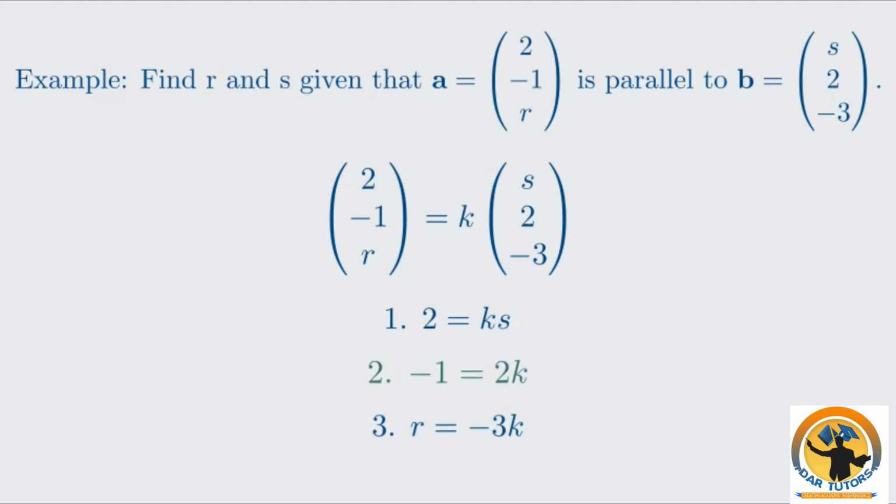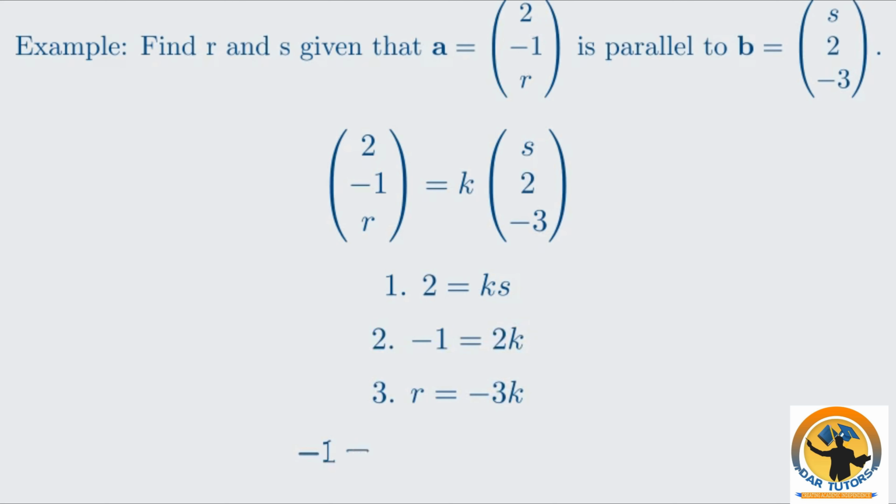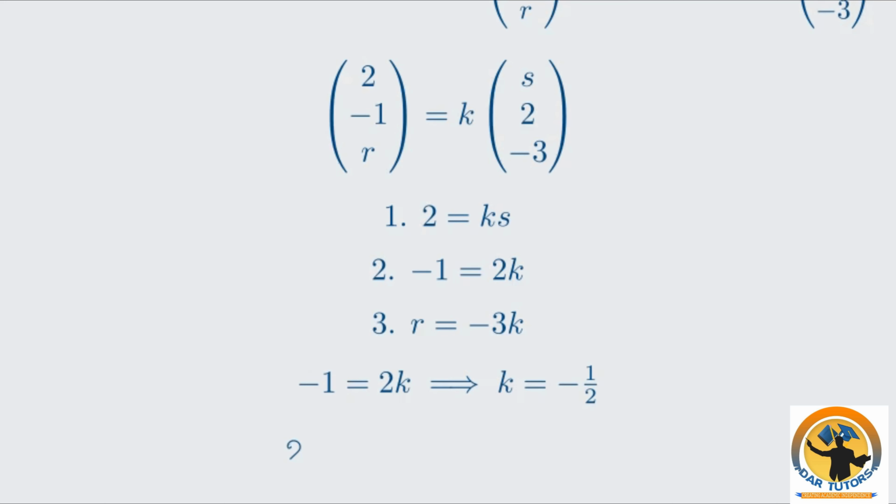We can solve this system. The second equation, minus 1 equals 2k, only has one unknown, k. Solving for k, we find that k is equal to negative 1/2. Now that we have the value of k, we can substitute it into the other two equations to find s and r. For the first equation, 2 equals negative 1/2 times s.